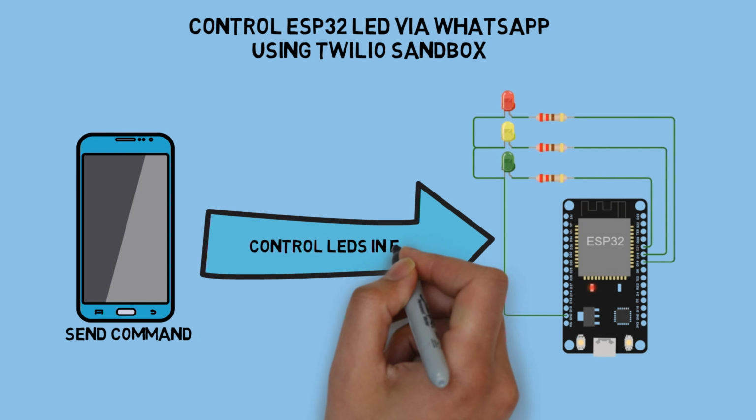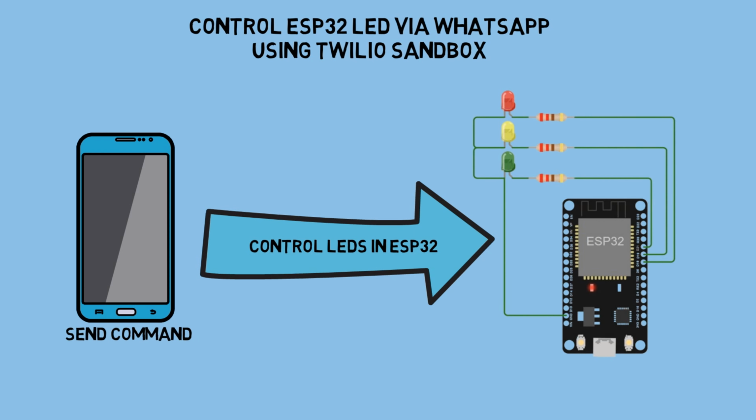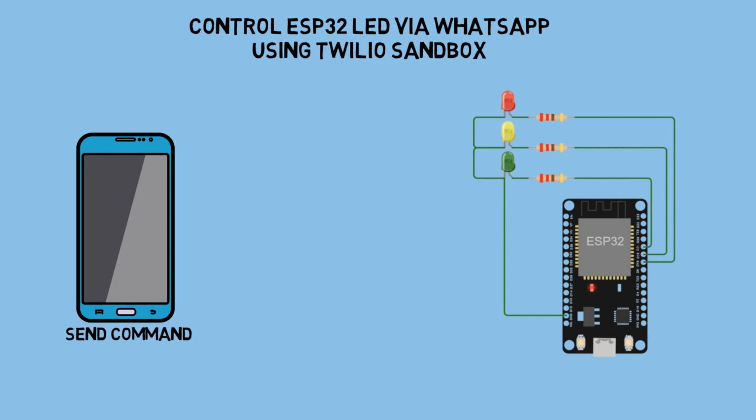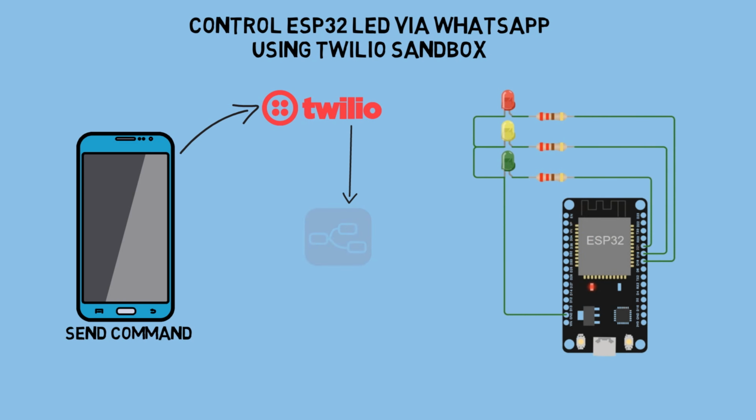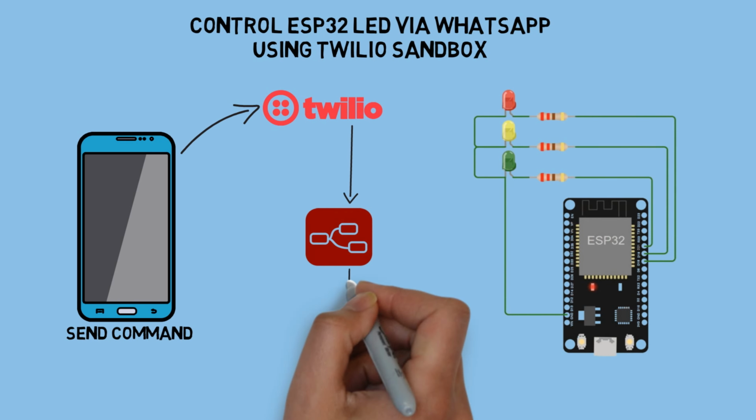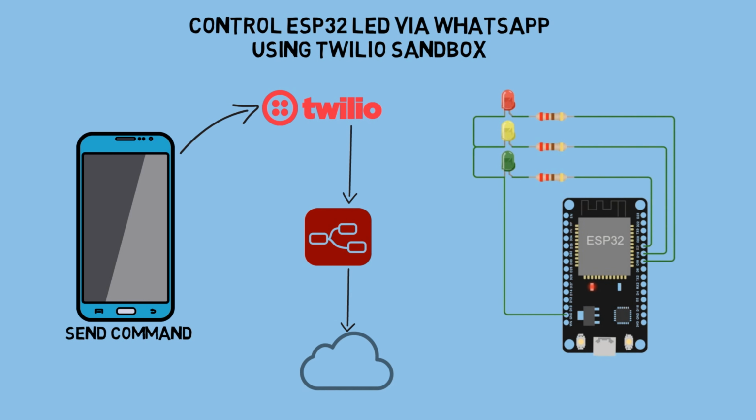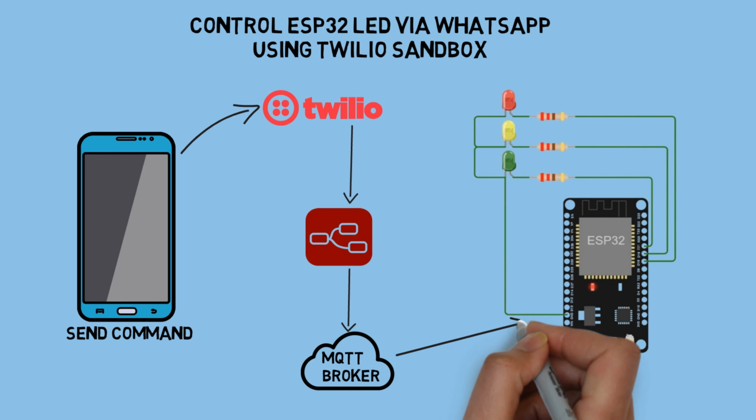I'll be controlling 3 LEDs: red, yellow, and green. In detail, the smartphone sends a command message to the Twilio Sandbox number, which is then received by a Node-RED webhook. Node-RED forwards the message to an MQTT broker, and the ESP32, acting as an MQTT subscriber, receives the message and controls the LEDs accordingly.